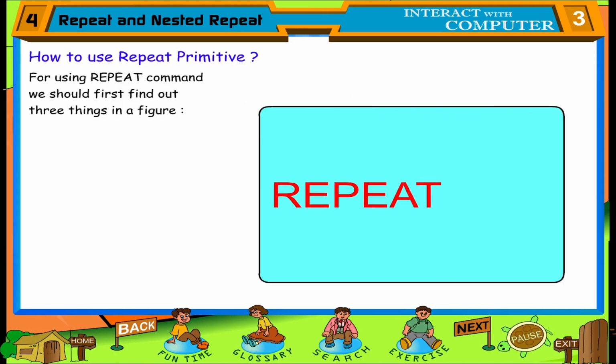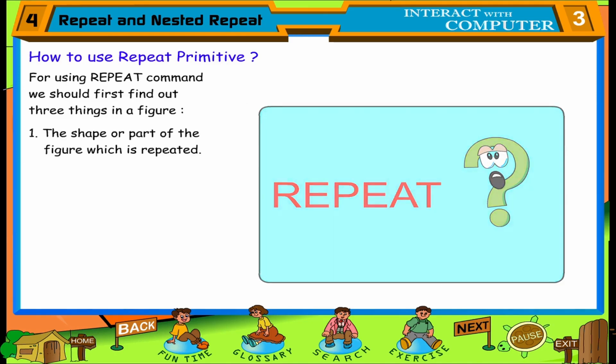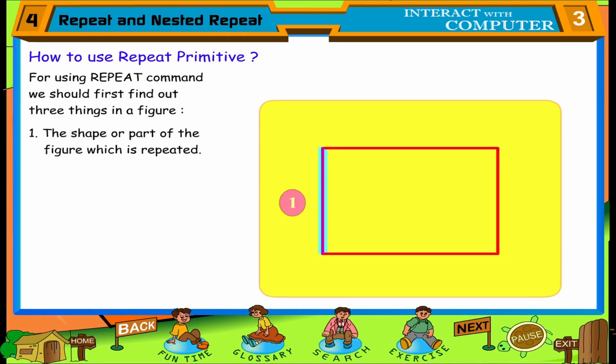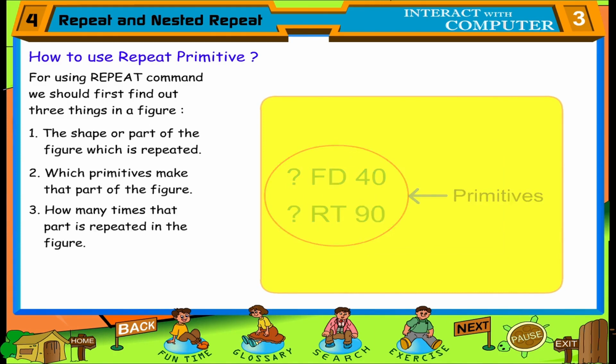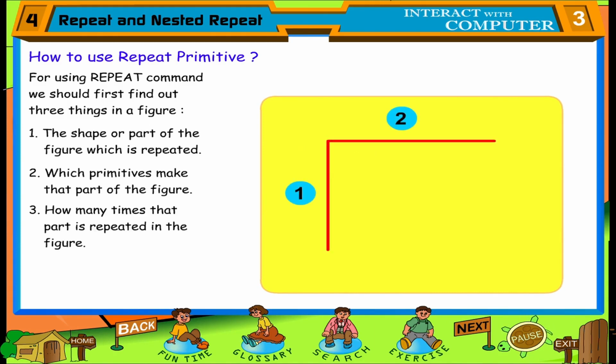How to use the repeat primitive. For using the repeat command, we should first find out 3 things in a figure. The shape or part of the figure which is repeated. Which primitives make that part of the figure. How many times that part is repeated in the figure.